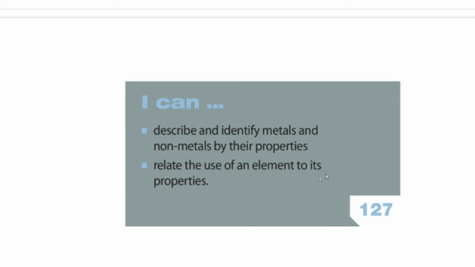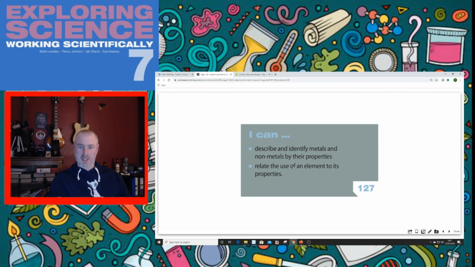And this one we talked about last lesson, and here in the question with the aluminium and the iron for the radiator. Can we relate the use of an element to its properties? Okay, we've given examples of that and I'm sure you'll be tested on that more in the worksheets that get sent home.